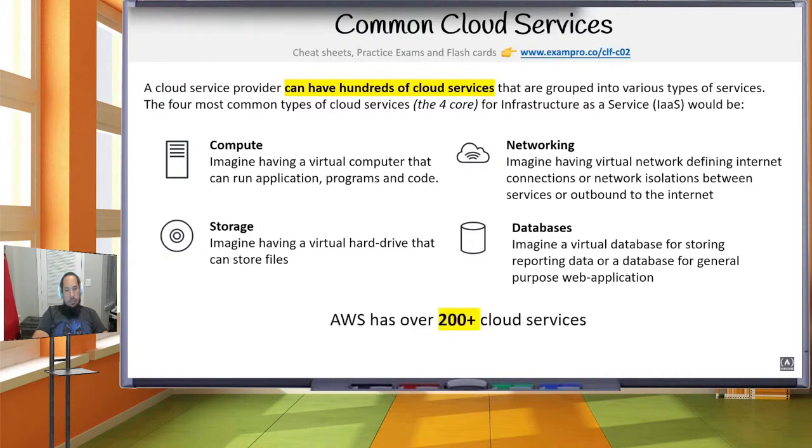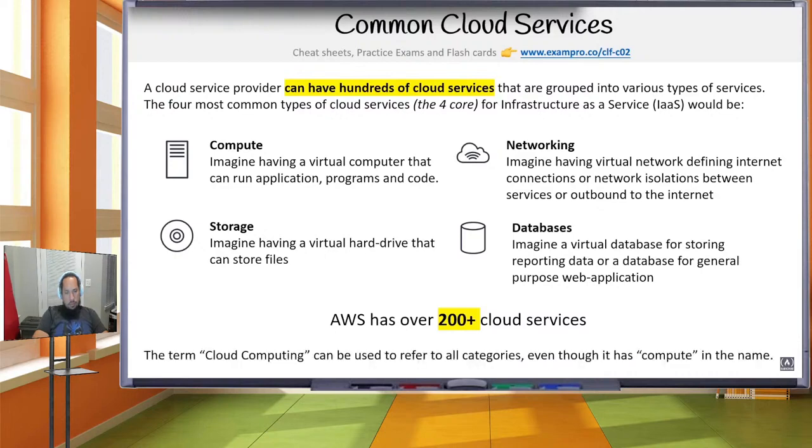And I want to clarify what cloud computing means, because notice that we have cloud computing, cloud networking, cloud storage, cloud databases, but the industry often just says cloud computing to refer to all categories, even though it has compute in the name. So just understand, when someone says cloud computing, they don't just generally mean the subcategory, they're talking about all of cloud, okay?